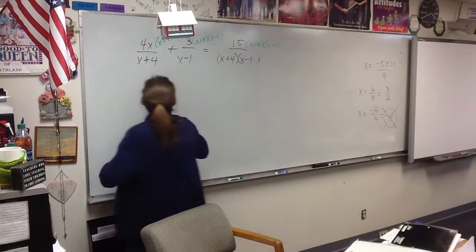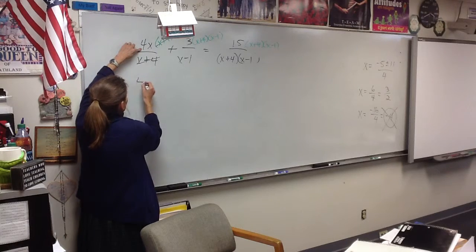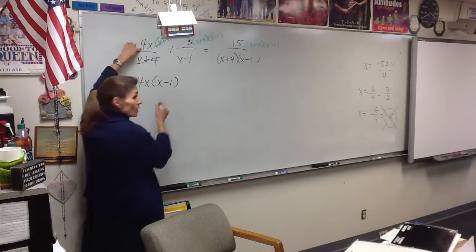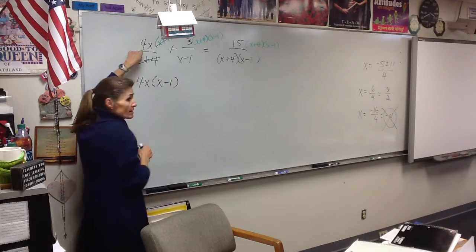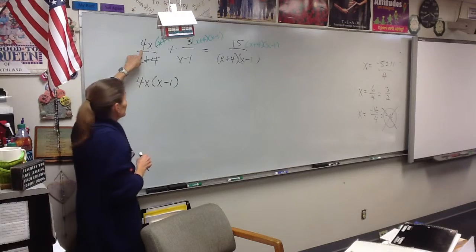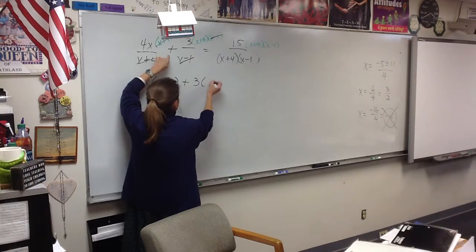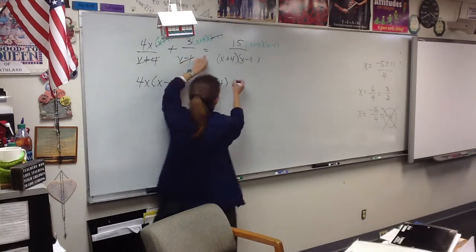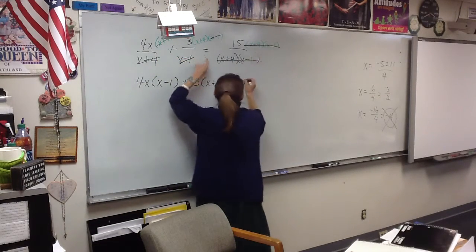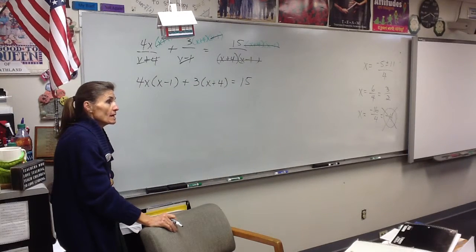To cancel. So we're going to cancel these out, and what am I going to be left with? 4x times x minus 1. These canceled, so I have 4x, x minus 1. Plus, and these cancel, so 3 times x plus 4 equals, everything's gone, so it's just 15? You have to be organized and neat. There's a lot going on.